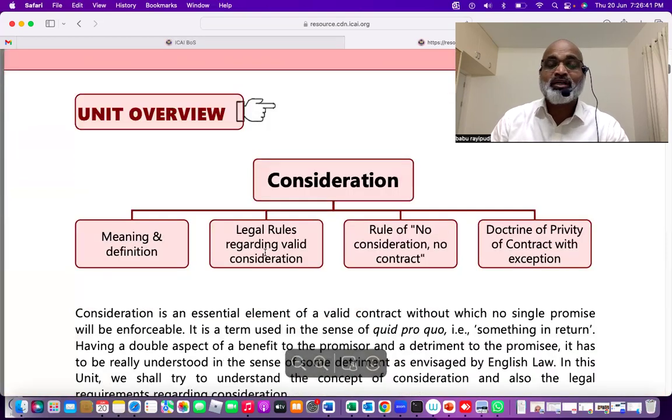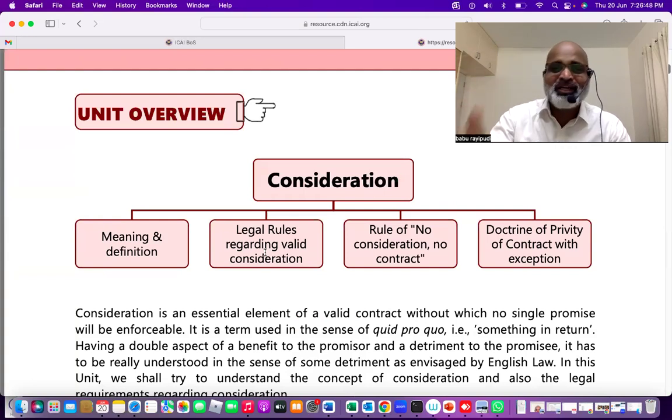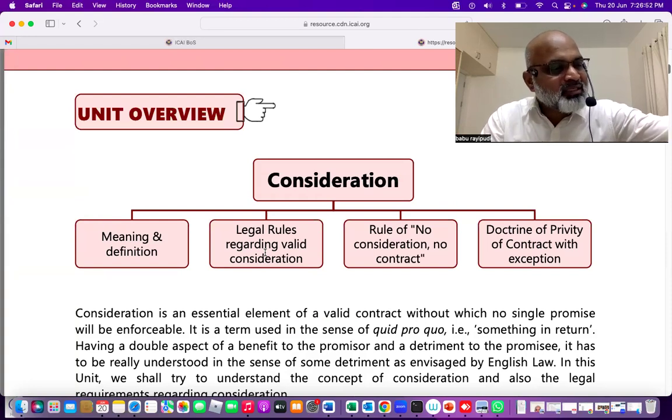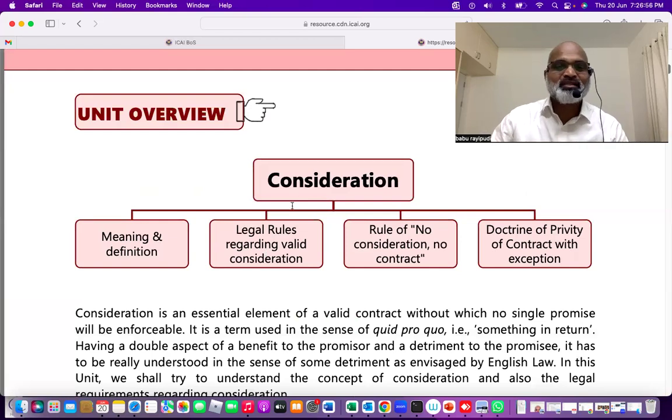Consideration is very important. You cannot imagine a law question paper generally without consideration, unless your fate is so bad this year. But usually you will always have questions from consideration, and it's one of the easy topics. So make sure you write with the sections.